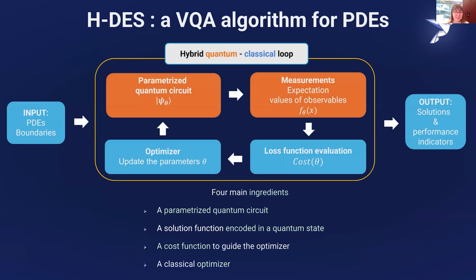So now I've gone into more detail on the four main ingredients: the parameterized quantum circuit, the encoding of the solution functions into a quantum state, the cost function to guide the optimizer, and the optimizer itself. And I think the most important thing to emphasize here is that each of these components is very flexible. So for different problems, we can and do adapt the encoding of the solution function, the cost function, the optimizer, the circuit, the basis, all other features of the algorithm to different kinds of problems and simulations. And this means that our algorithm overall is really very, very flexible.